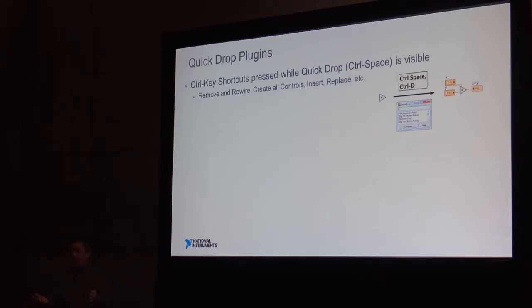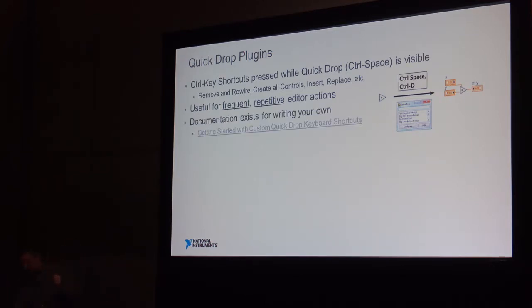Remove and rewire, if you guys ever use Control Space, Control R, that's a quick drop keyboard shortcut. You're going to want to write these when you're doing something that's frequent and repetitive. For example, remove and rewire, we do several times a day. Create all controls or create all constants, we do several times a day. We've got documentation for writing your own at this link.